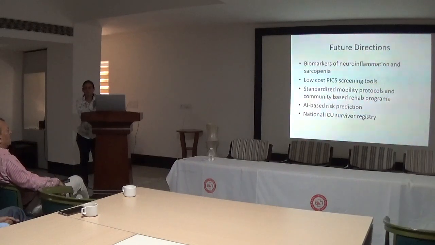AI-based risk prediction, I was saying before the lecture started. AI can do some things, cannot do a few things. It can do risk prediction well. You put in all the values while the patient is in ICU, so the AI will predict that this patient will be at very high risk for developing PICS post-discharge. Keep a strict follow-up for that. We do not have a survivor registry yet. When we get this data from all the centers, we will actually know the epidemiology of PICS in India.